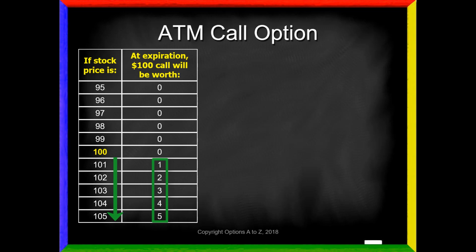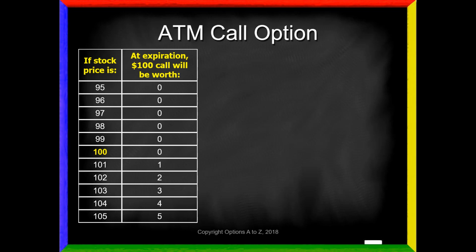This highlights another important aspect of options pricing. When you are at expiration, all options are worth either 0, if they're out of the money or at the money, or they are worth their intrinsic value, and there's no in between. It's either 0 or intrinsic at expiration.